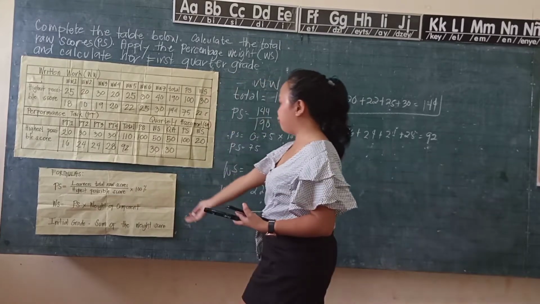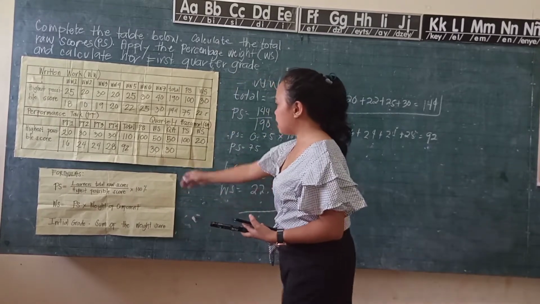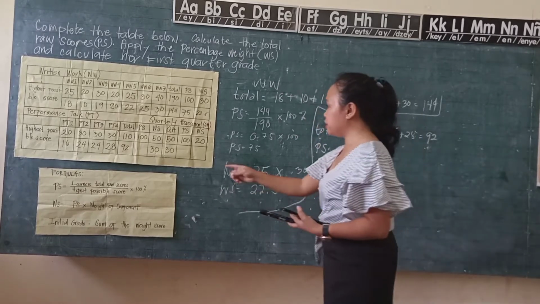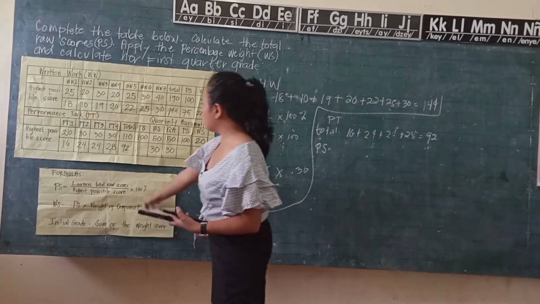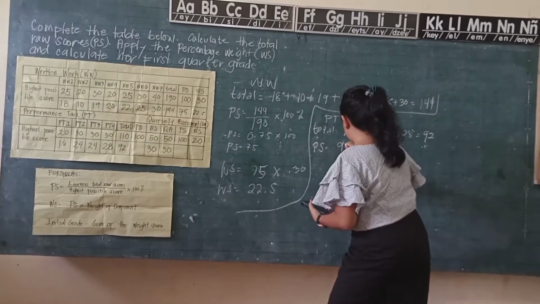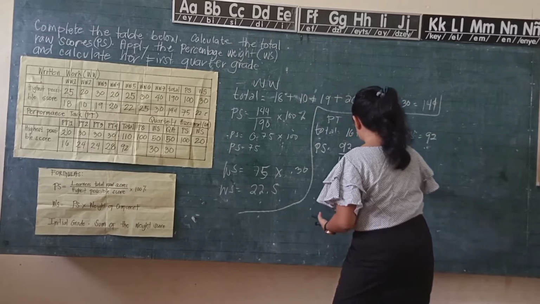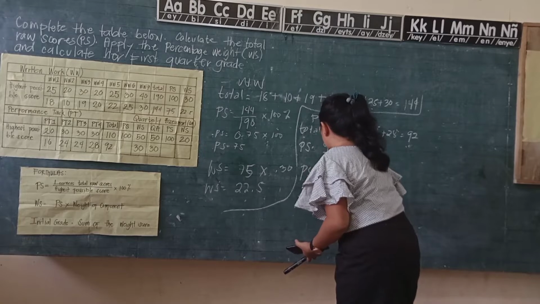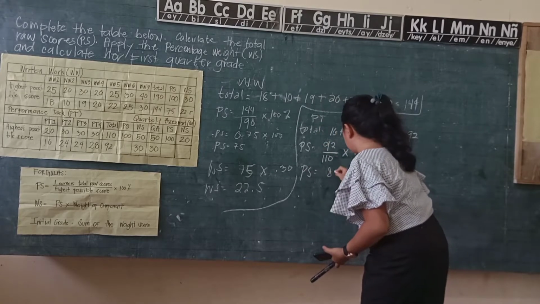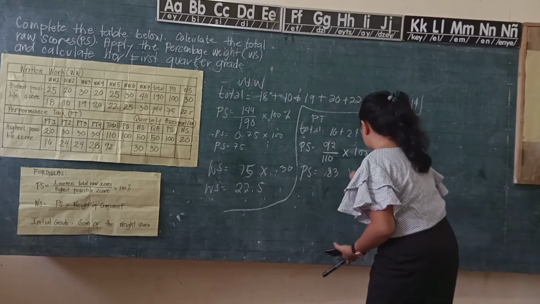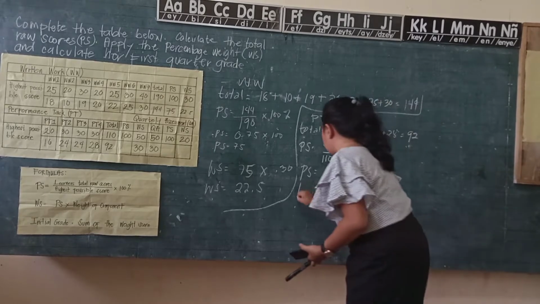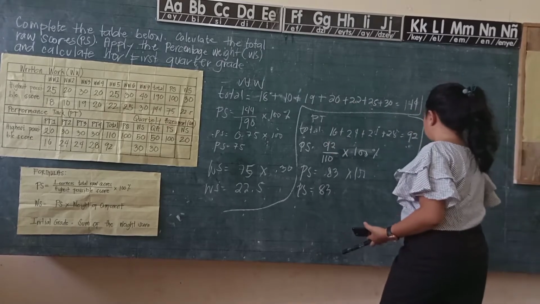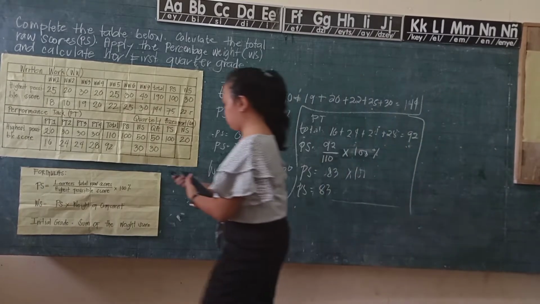PS equals the learner's total raw score divided by the highest possible score times 100%. So PS equals the learner's total raw score, 92, divided by 110 times 100%. PS equals 92 divided by 110 is 0.83, times 100. So PS would be 83.